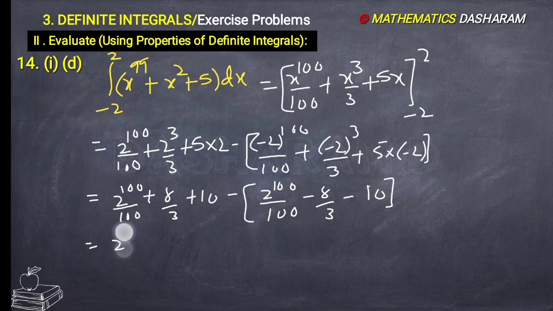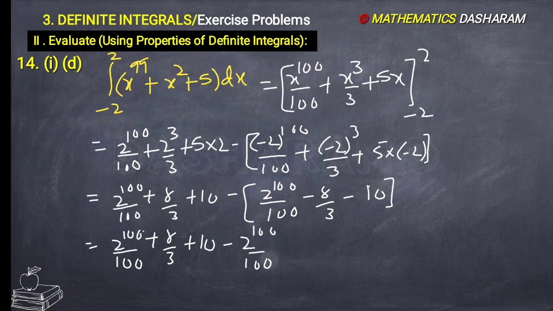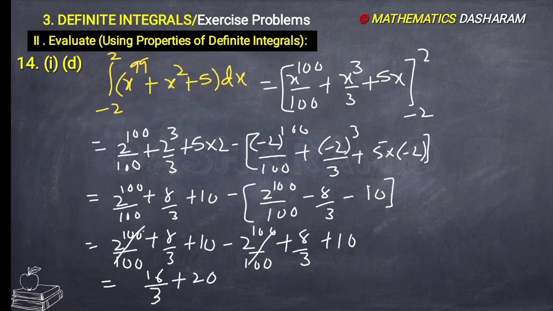Then it is equal to 2 to the power of 100 by 100 plus 8 by 3 plus 10, minus 2 to the power of 100 by 100, minus into minus plus 8 by 3 plus 10. Here both 2 to the power of 100 by 100 terms cancel. 8 by 3 plus 8 by 3 is 16 by 3, and 10 plus 10 is 20. Now the LCM is 3. 16 plus 3 into 20 is 60, so 76 by 3 is our required answer.